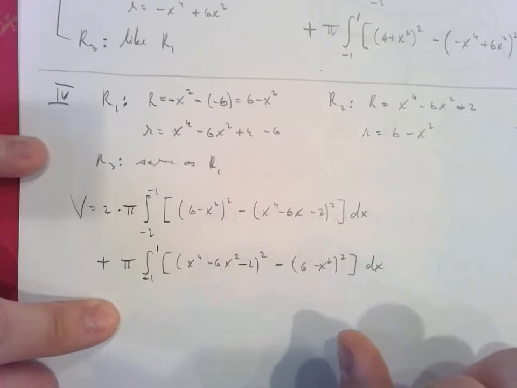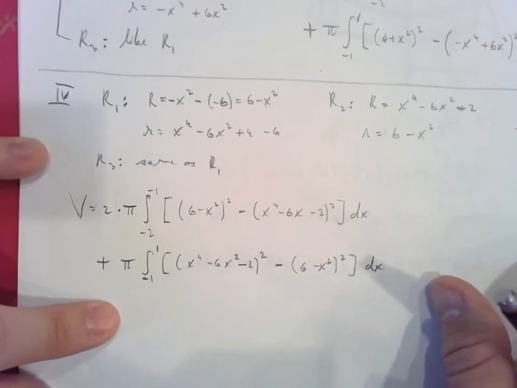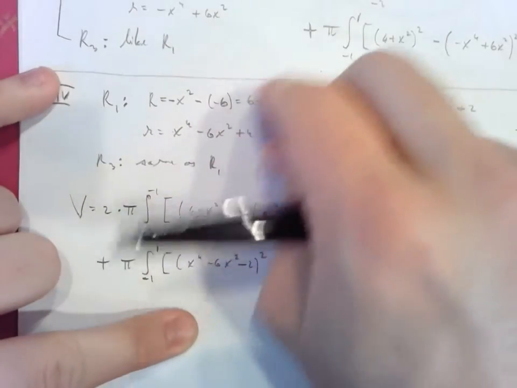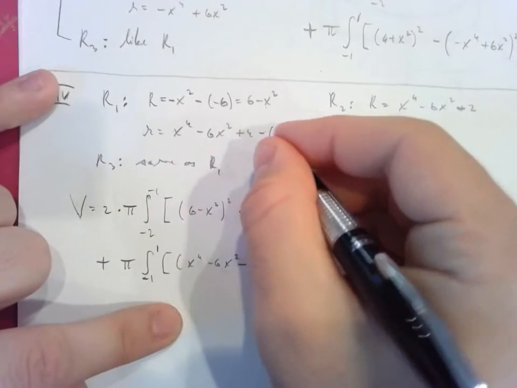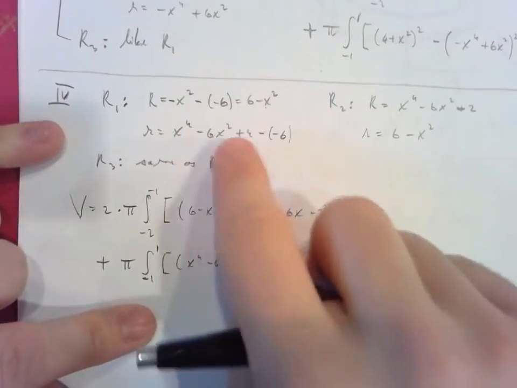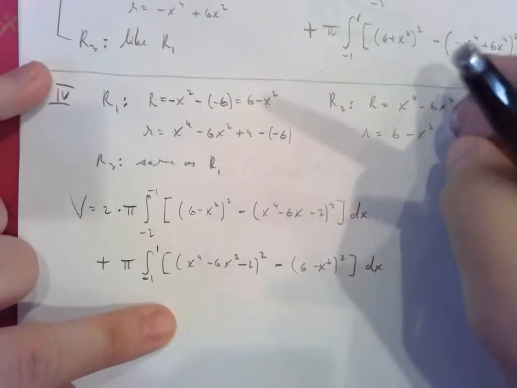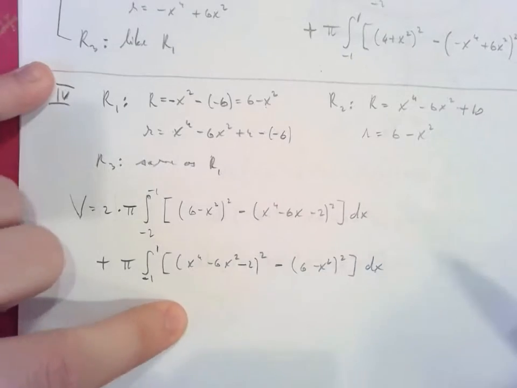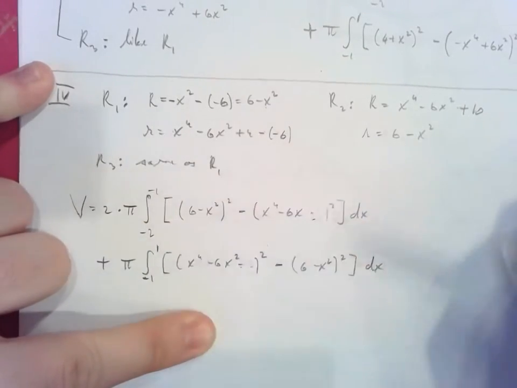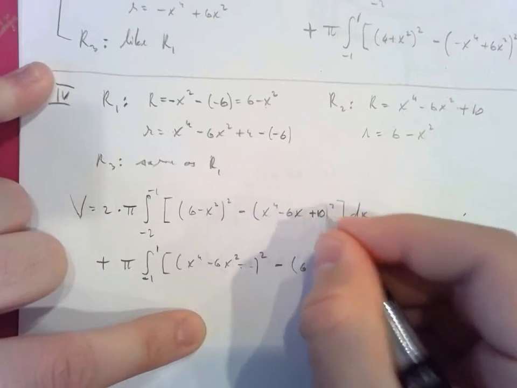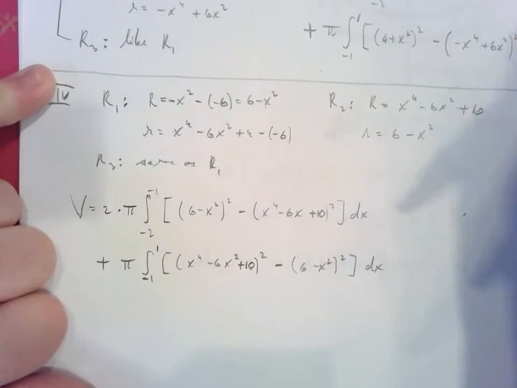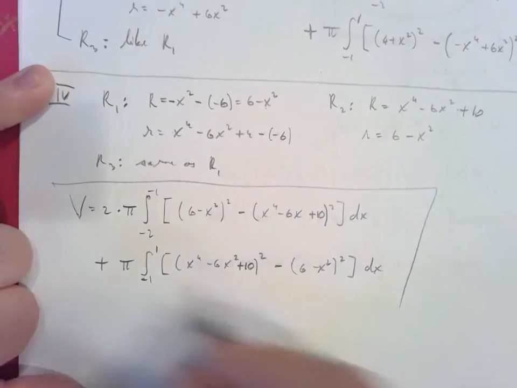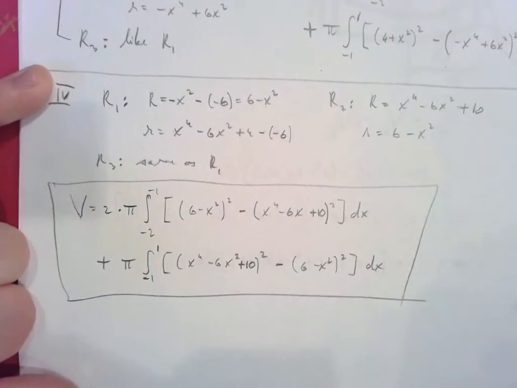Hang on a second, let me think. I think I may have made a mistake. It should be minus -6, because I'm revolving about y equals -6. So really this constant, it's not -2, it's plus 10. So let me fix that real quick. Okay, so now that's the correct formula for the integral.